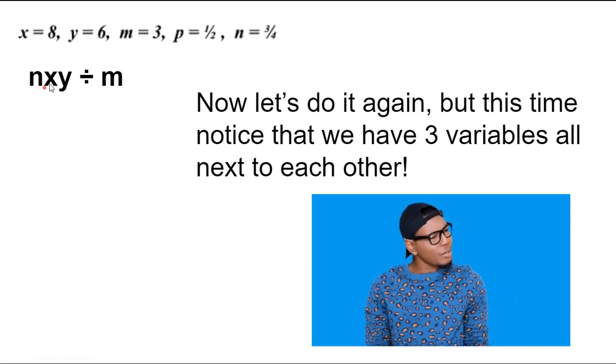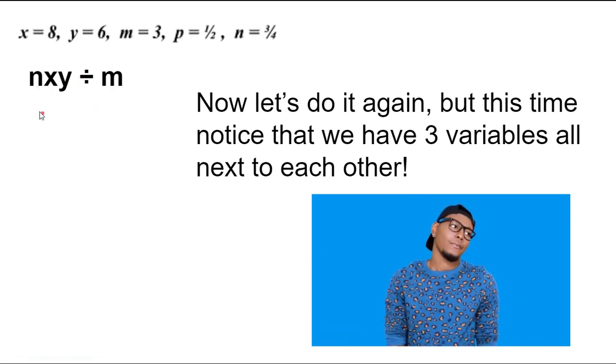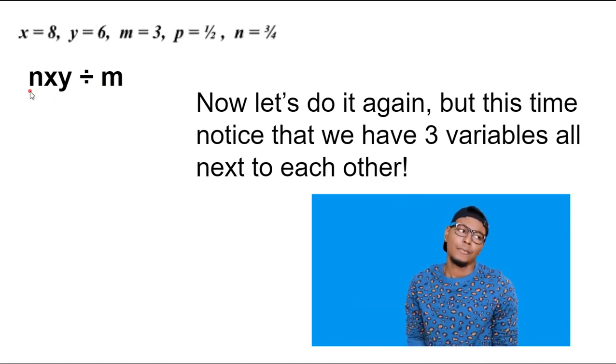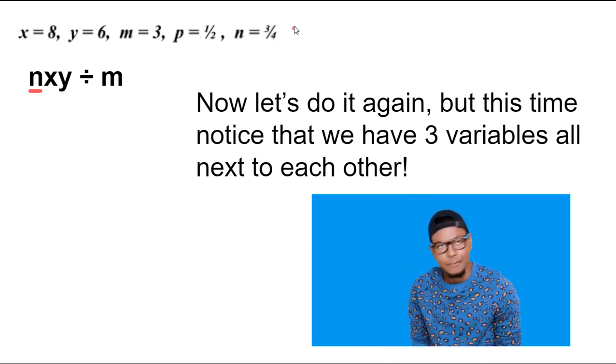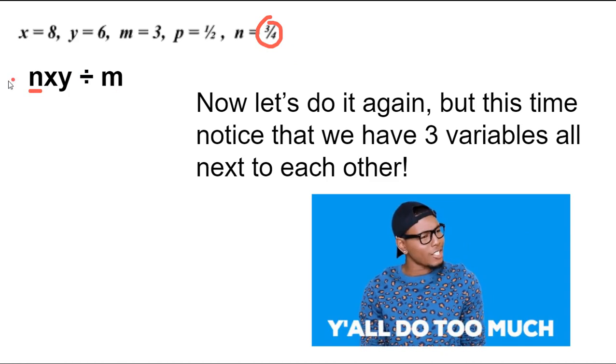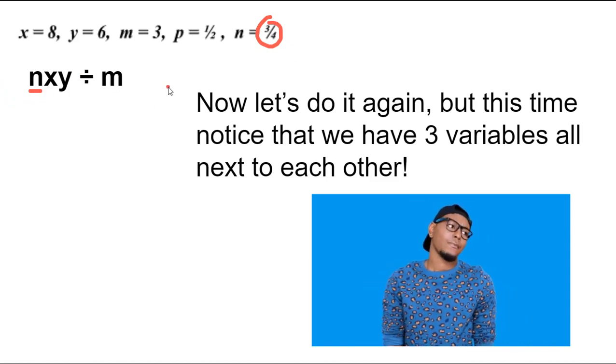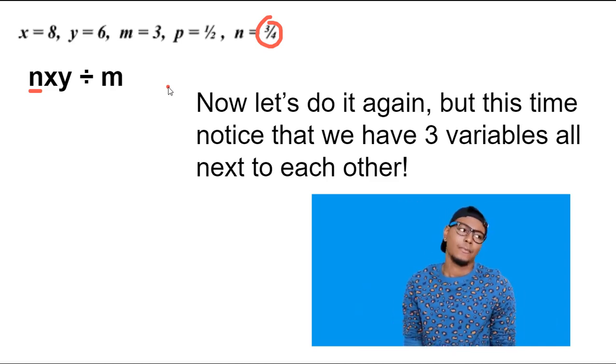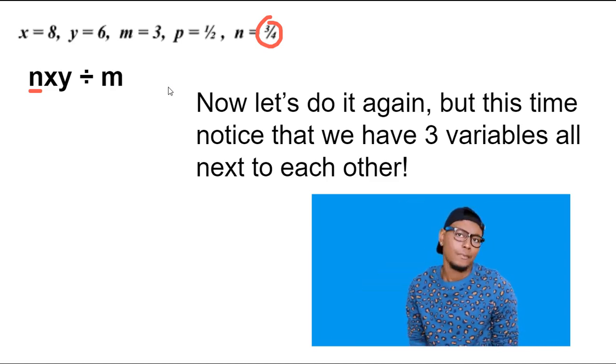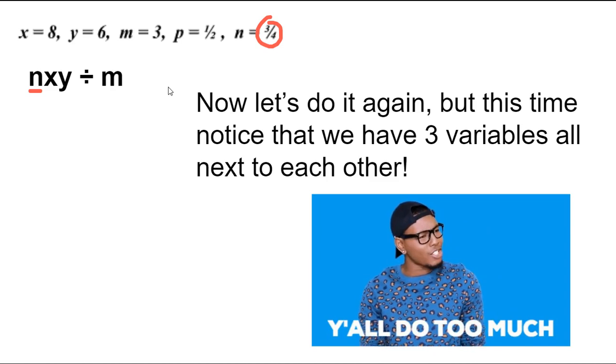All right, so n times x times y divided by m. Let's do all of our substitutions. The funky thing is that n right here is equal to 3/4. So we're actually going to be working with a fraction on this one. Good thing y'all got your calculators, right? Or at least good thing that y'all remember what 3/4 is as a decimal so that you can punch it into your calculator real quick.